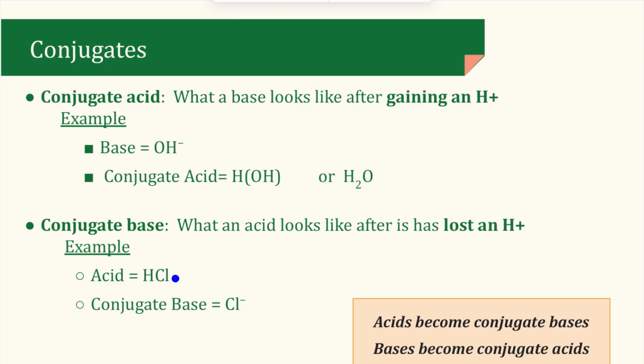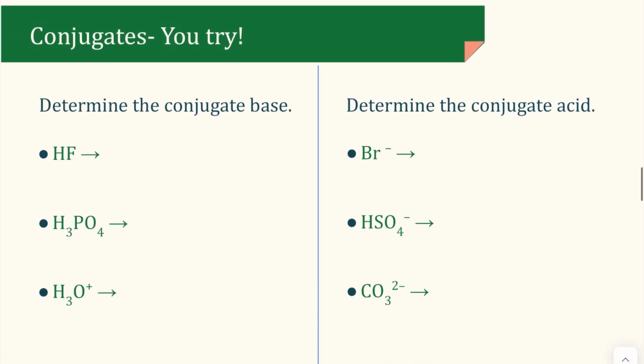And so when this HCl loses the hydrogen, which has a positive charge, that's going to leave the chlorine with a negative charge. Just like this base here, OH minus 1, by gaining that hydrogen, that proton, that H plus, with that OH, then that becomes neutral when we do that drop and swap to get that HOH or that H2O. So acids become conjugate bases. Bases become conjugate acids through the reaction.